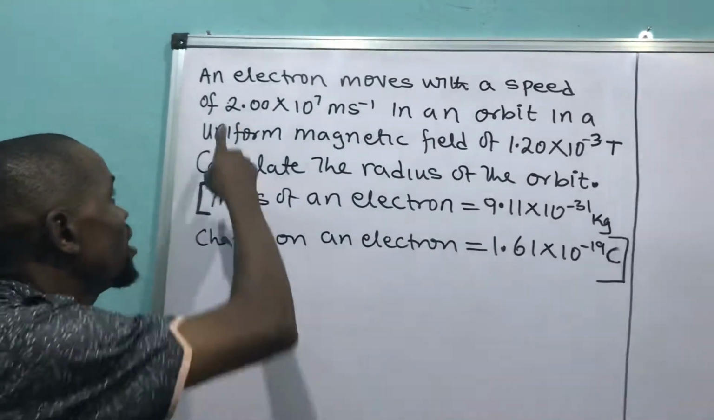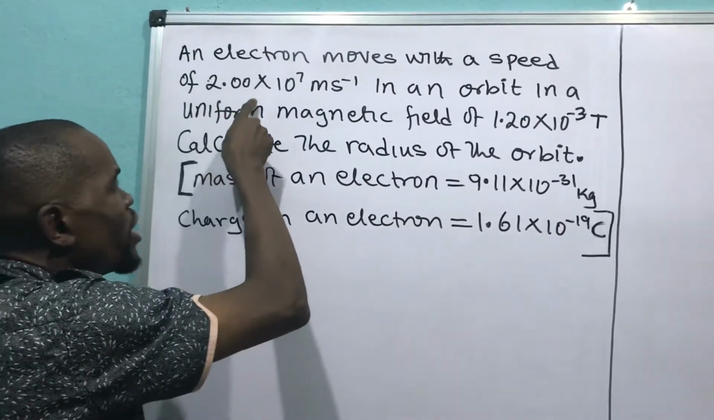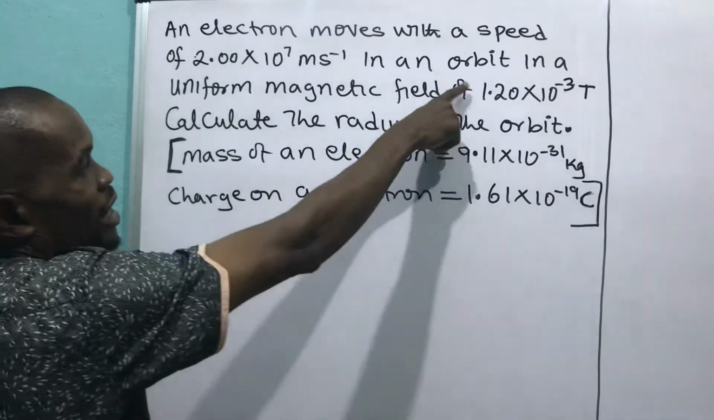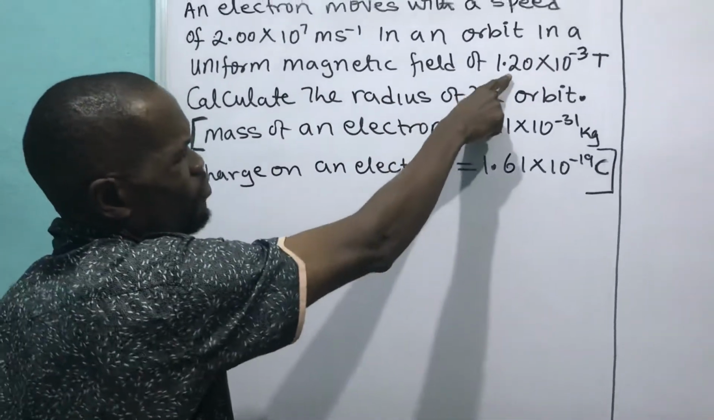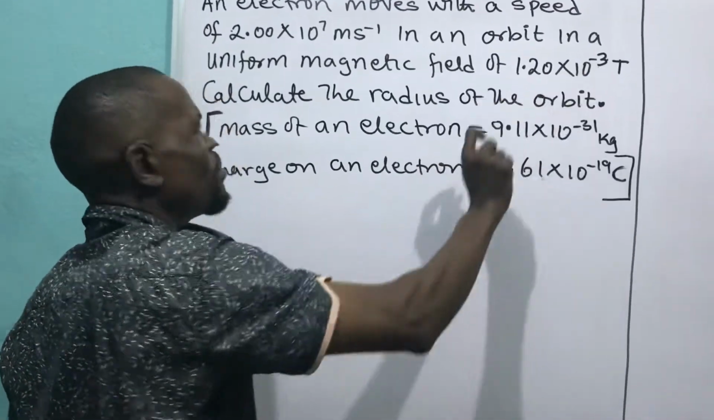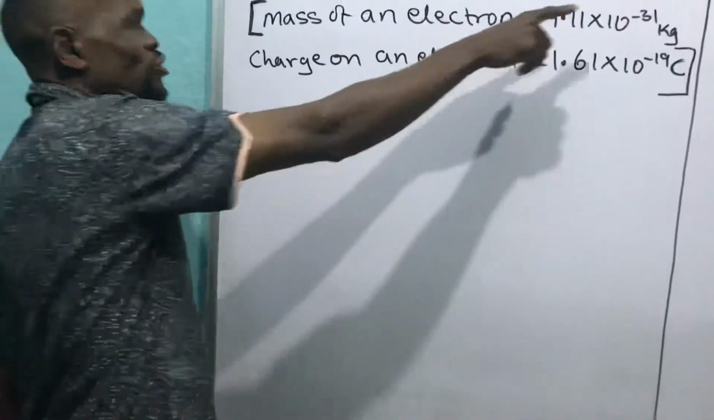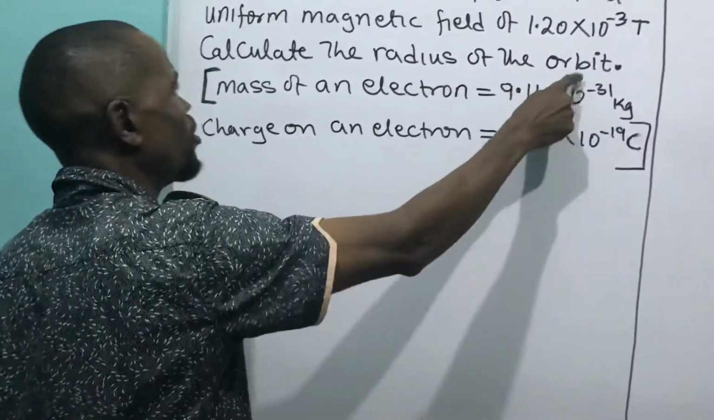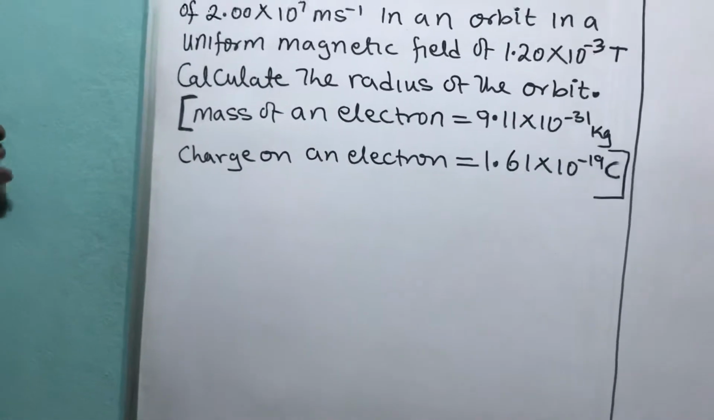Let's go to the question we have for you today. An electron moves with a speed of 2.00 times 10 raised to the power 7 meters per second in an orbit in a uniform magnetic field of 1.20 times 10 raised to the power minus 3 Tesla. Calculate the radius of the orbit where that electron is moving. Well, let's go to the solution.